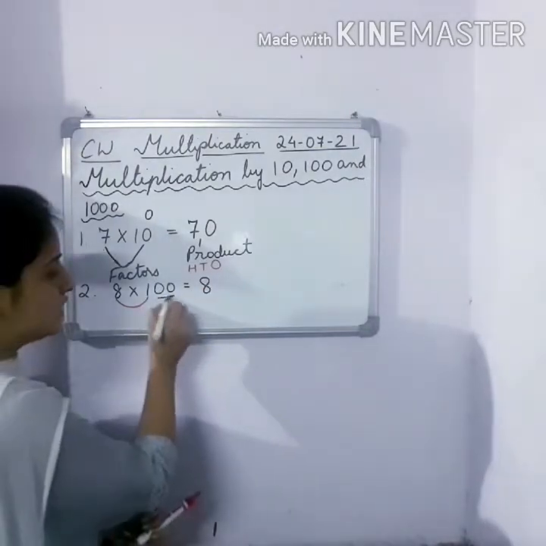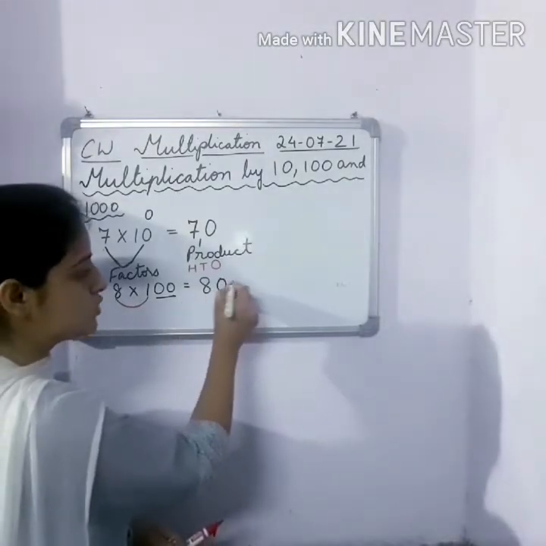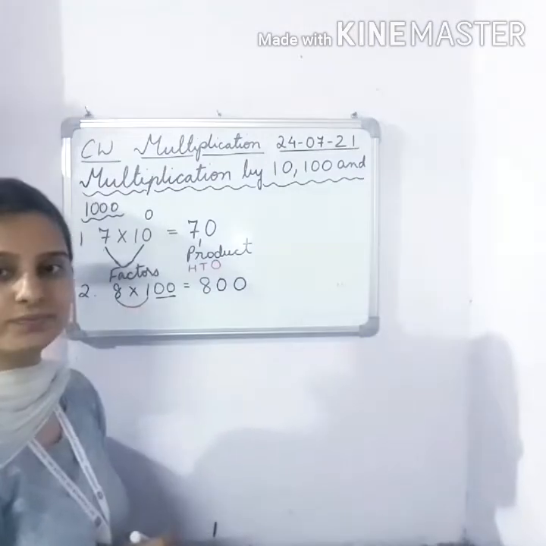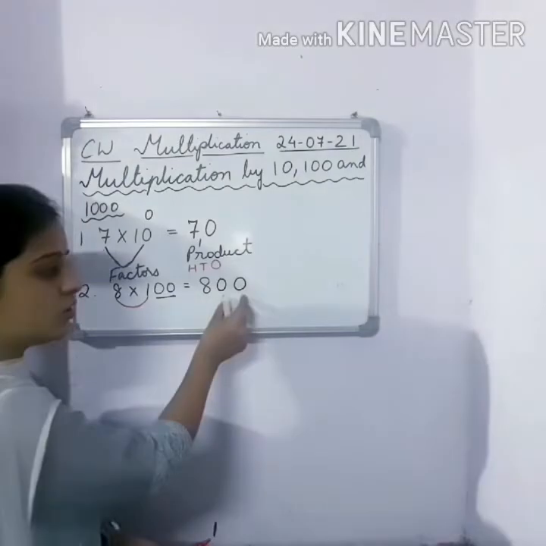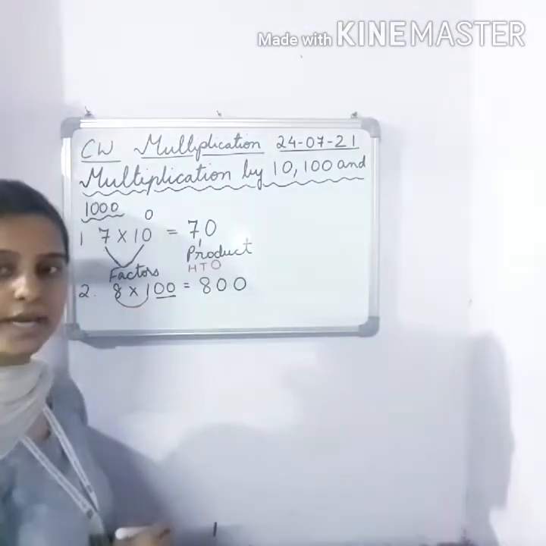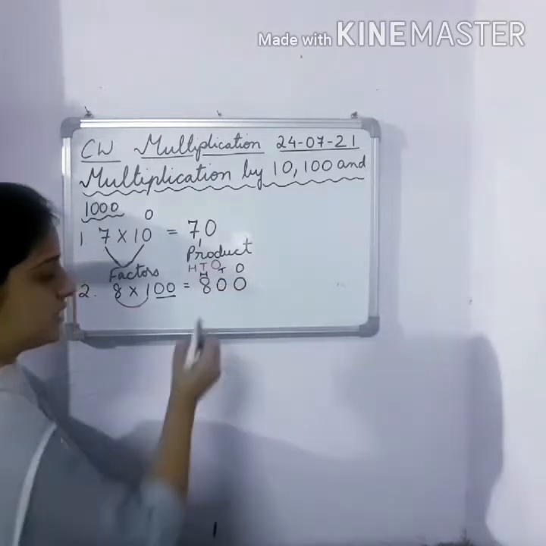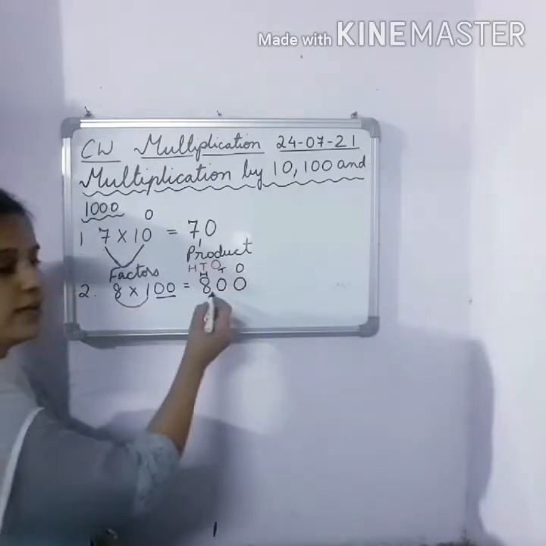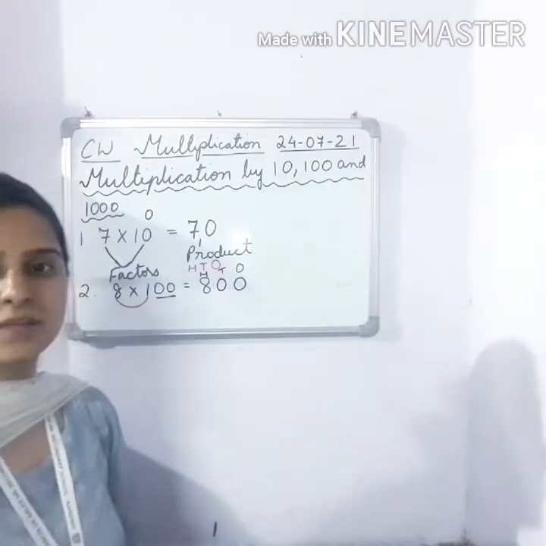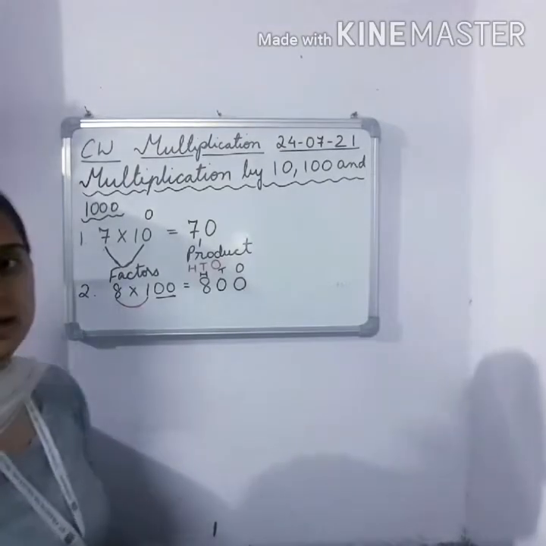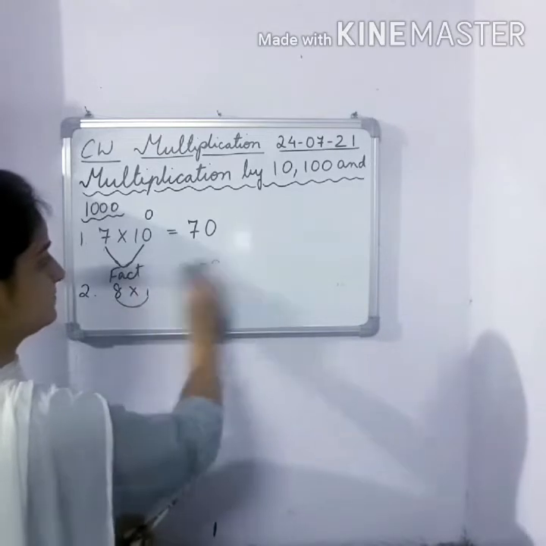And how many zeros are here? 2 zeros. This 8 will be followed by 2 zeros and we will put these 2 zeros at last. Okay. So this will come in ones place, tens place and hundreds place. So we can say 8 into 100 is 800. Is it clear to everyone? Okay. Now let's see by multiplying a number by 1000.